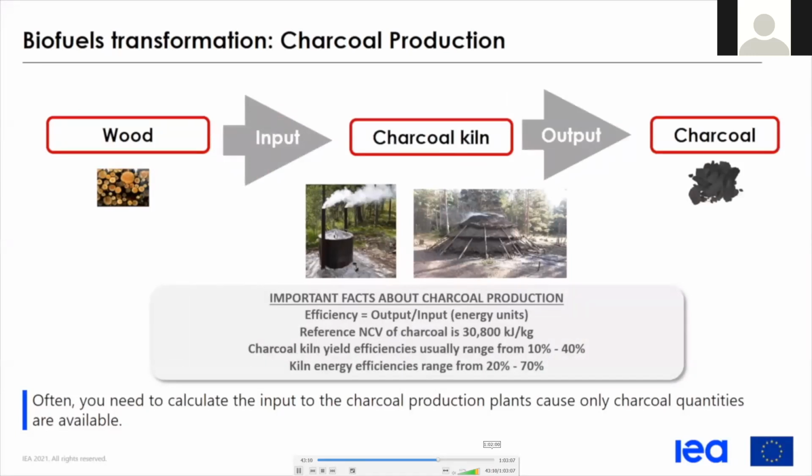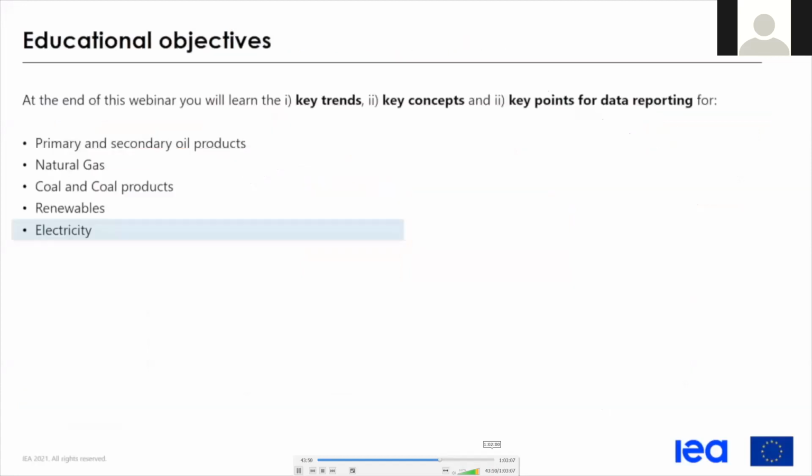In energy units, we focus here on the energy content. So the reference NCV of charcoal that we use in our statistics is 30,800 kilojoules per kilogram. And the charcoal kiln efficiency that we usually expect is between 10 and 40%. Actually, in reality, we see efficiencies in our data set that go from 20 to 70%. And this is ongoing work to try to improve the data collection on those transformations so that we can have more sensible data in the end.